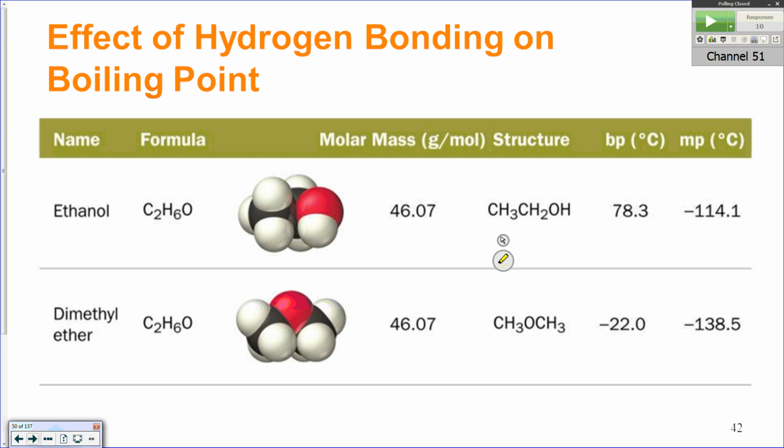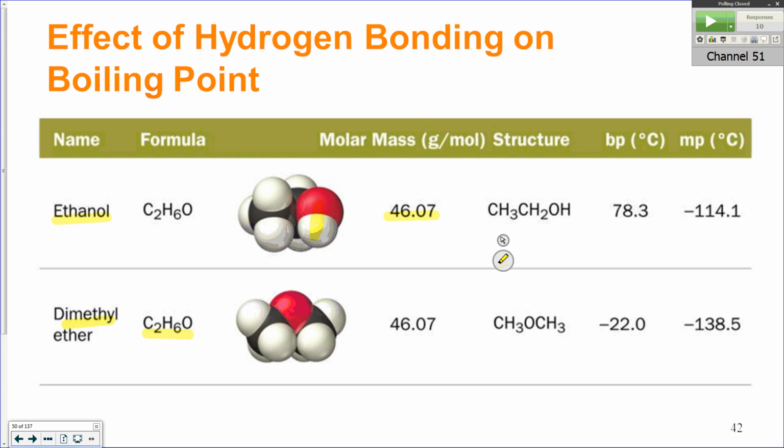So here's an example of how it affects physical properties. Ethanol can create a hydrogen bond, with a hydrogen connected to the oxygen on the end. Its molar mass is 46.07, compared to dimethyl ether. Exactly the same atoms, they're just arranged in a different way.